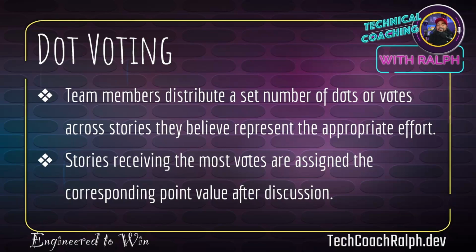Dot voting. Team members distribute a set number of dots or votes across the stories they believe represent the appropriate effort. Stories that receive the most votes are assigned the corresponding point value after discussion. I don't like this one either. Just reading that, I don't like it. I'm a planning poker type of guy. I am a t-shirt estimating type of guy. I wouldn't mind the bucket system. I'm not crazy about it, but dot voting and affinity, it's a no-go for me.